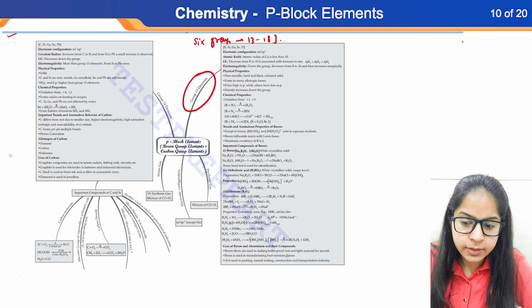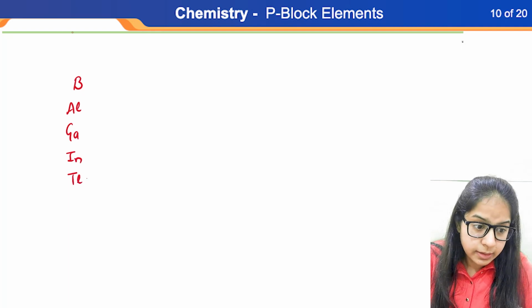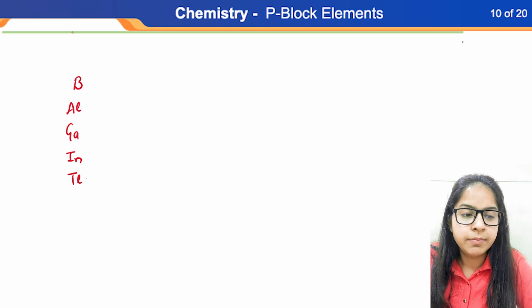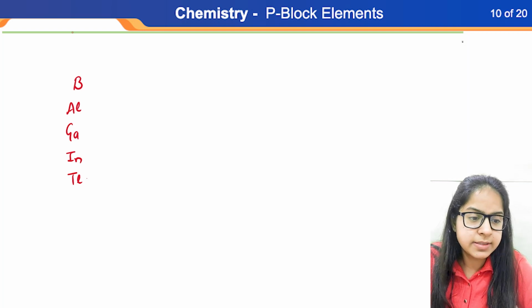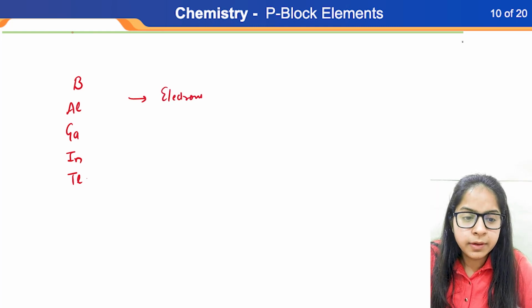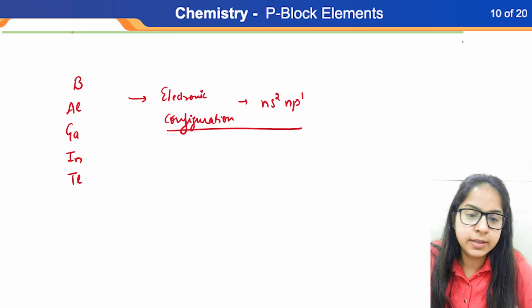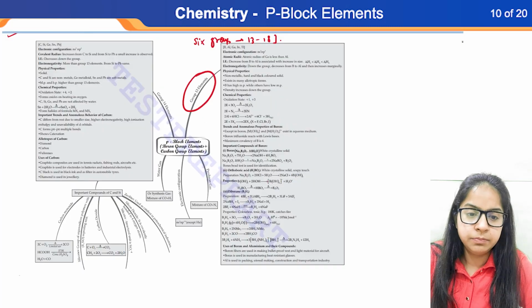Starting with group 13 elements, group 13 has 5 elements: boron, aluminium, gallium, indium, thallium. These are the elements that you need to remember down the group exactly as I have written. Now the electronic configuration for this group is ns2np1. This is the electronic configuration for this group.